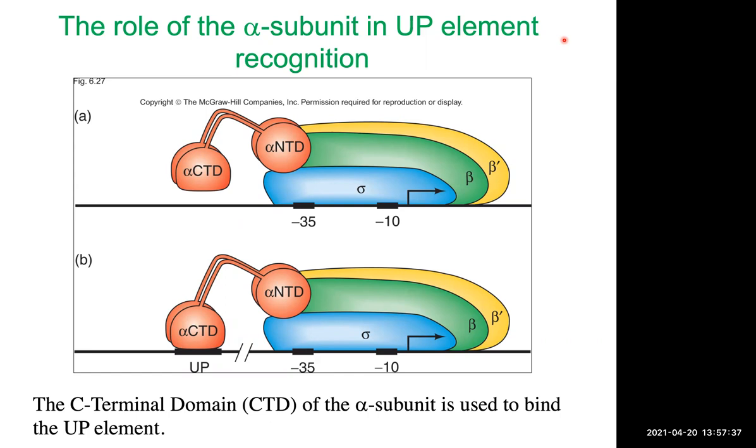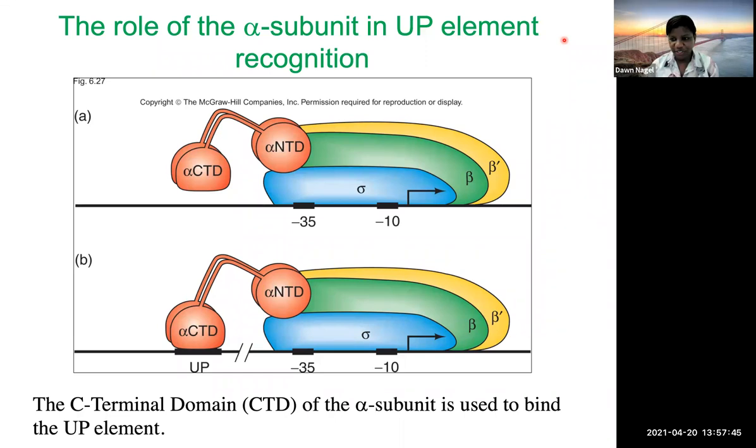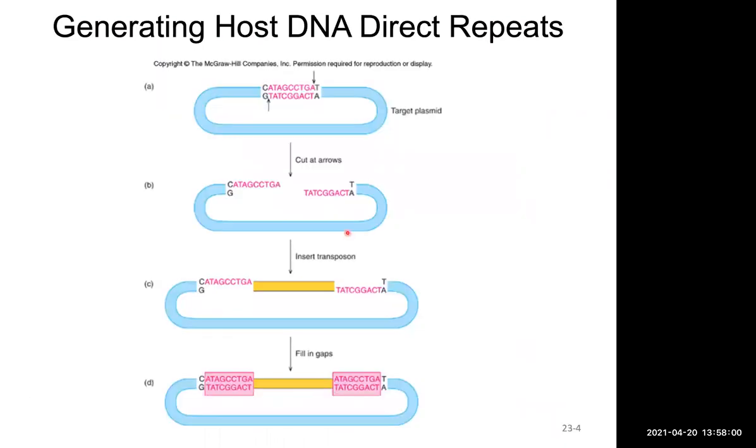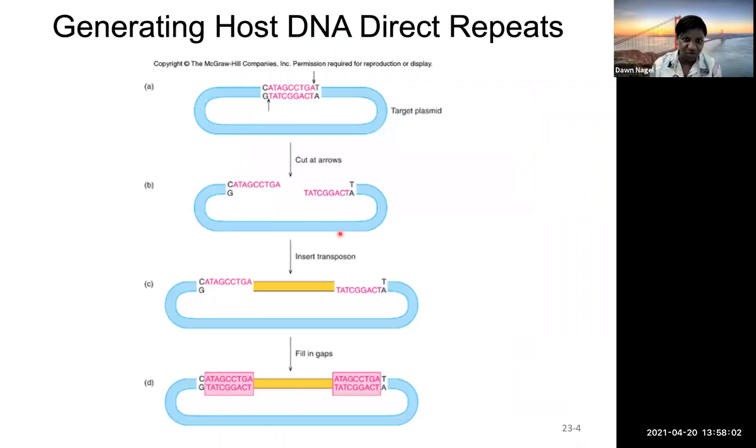Doctor, could you re-explain that last poll question? I'm still a little confused on that whole process, about the transposon. With what you said happens to the flanking, when is the transposon then inserted? Do you see this new slide, the generating host DNA direct repeats?